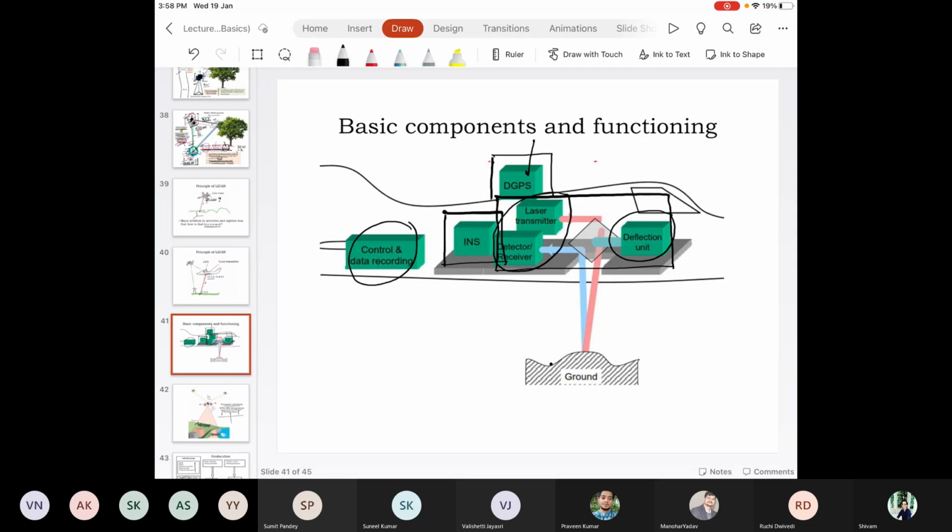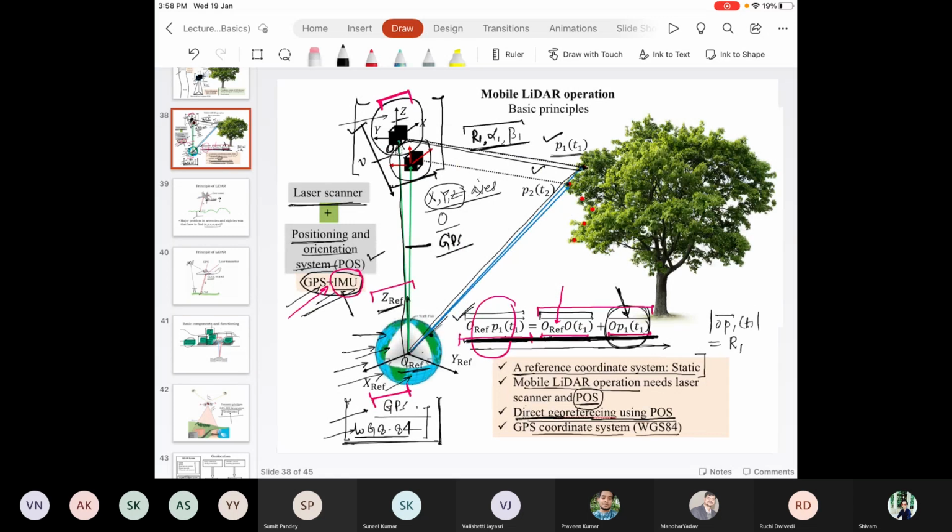Fine. So I hope there is no confusion in this equation. Because this is the important part where we have established the relationship by which a particular point coordinate can be transformed from a laser scanner coordinate system that is dynamic to a static coordinate system that is defined externally.